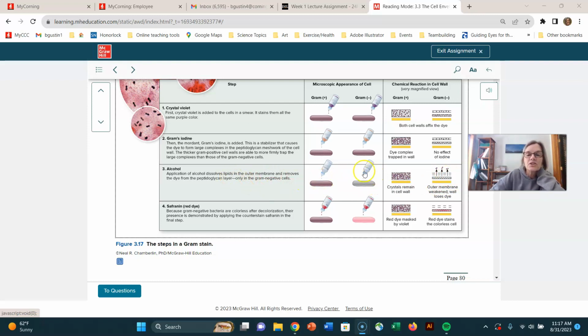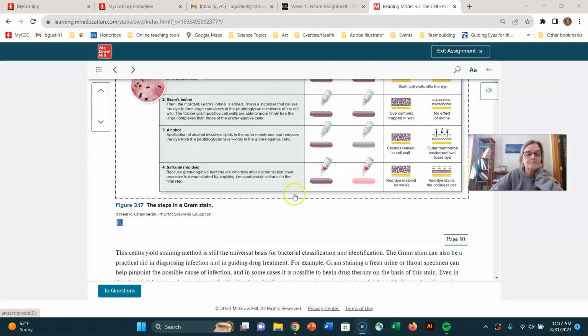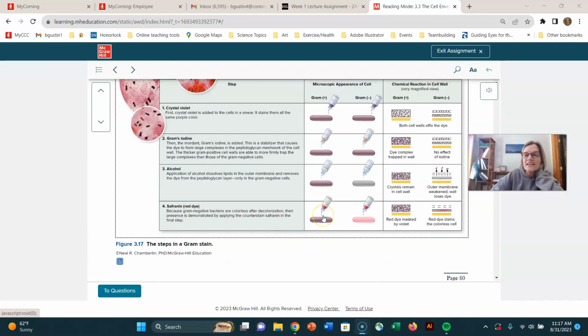And so that's what they're trying to show you here, that after the alcohol treatment, the gram-negative cells are colorless and the gram-positives are still purple. Finally, we add a fourth stain called safranin. And when you add that to these bright purple gram-positive walls, it doesn't show up. You don't see the color. But when you add it to this colorless gram-negative, they turn red, or what it looks like kind of here, pink. And that's just a way to make the gram-negative cells show up so you can see them under the microscope rather than looking at colorless stain.